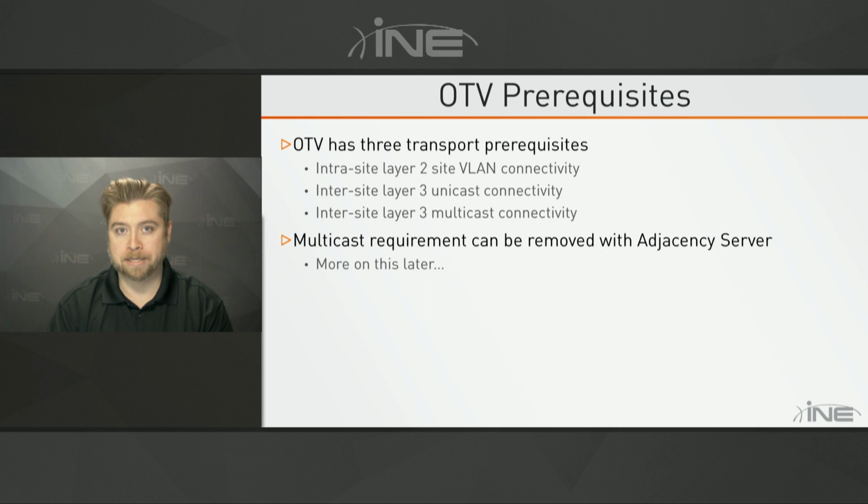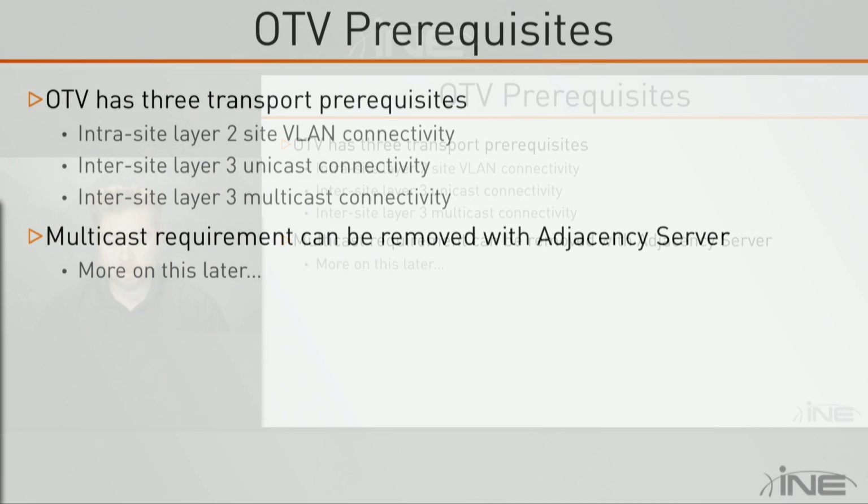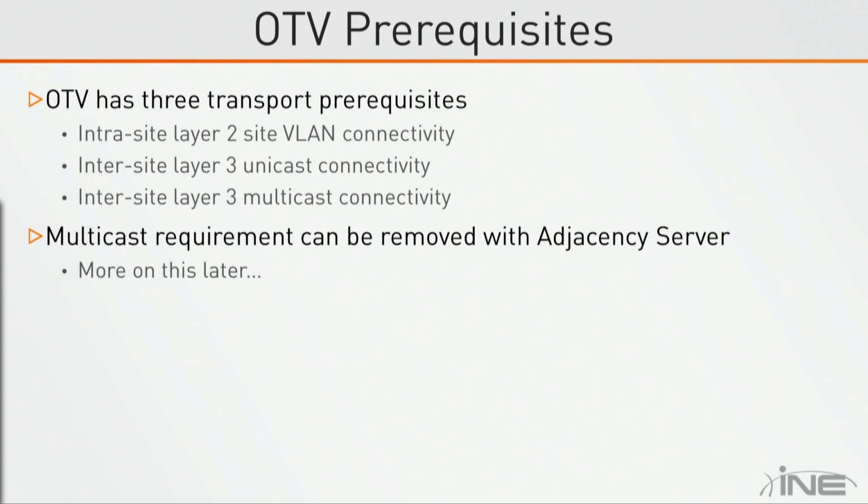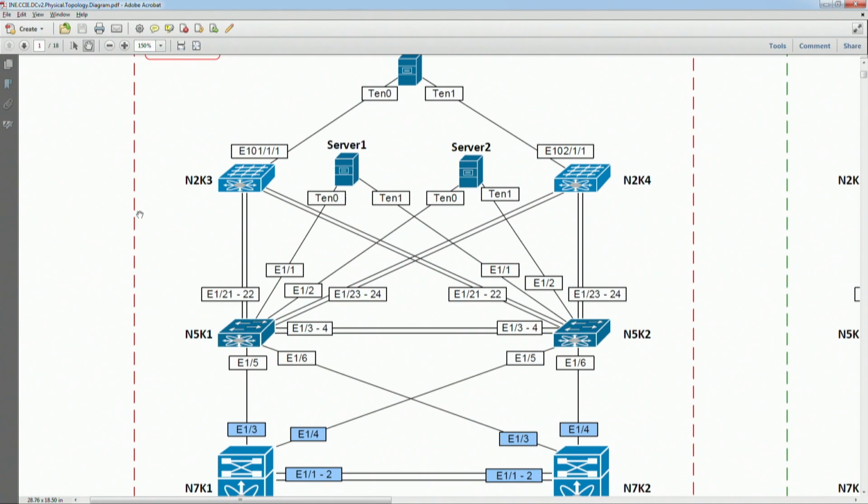So it's going to imply that they have layer 2 connectivity, and layer 3 connectivity, both for unicast and for multicast reachability. Before we get into the specifics of the config, let's take a look at the topology. What we're going to be doing is bridging the traffic between server 1 and server 2.